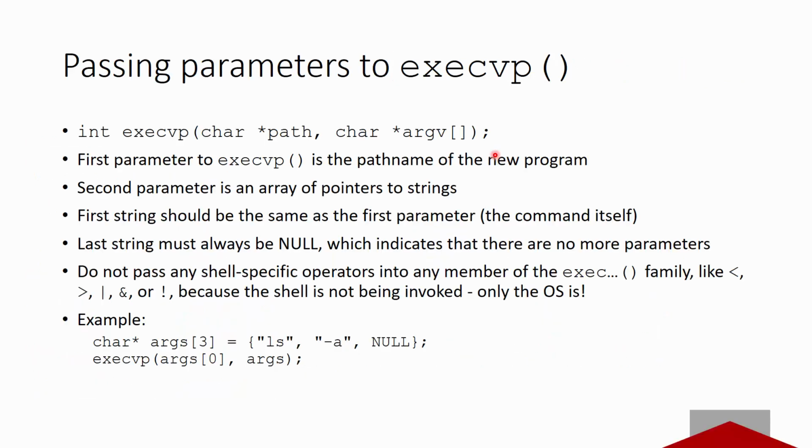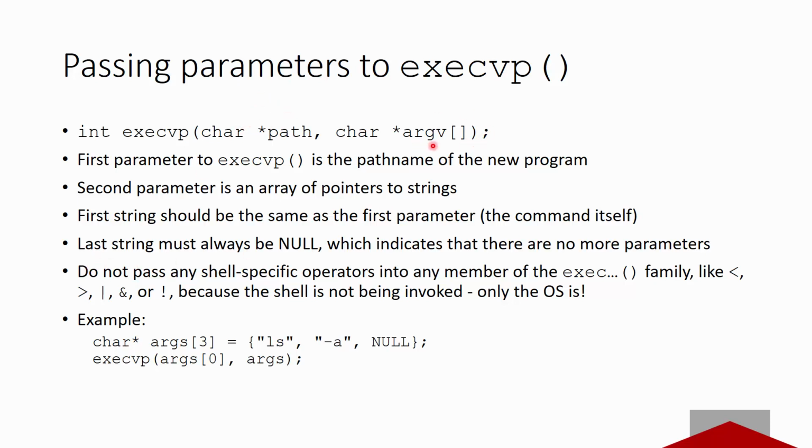Passing parameters into execvp is very similar. In this case, it's going to be a vector, which is where the v comes from, where all the arguments are organized before you call this thing. So the first one is the path name to the new program. The second one is an array of pointers to strings, each one being the value of the variables that you want to pass in. The first string should be the same as the first parameter. So the first one of argv, again, is the same thing as the path.